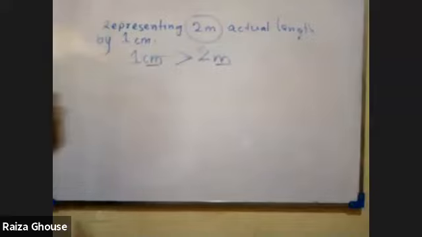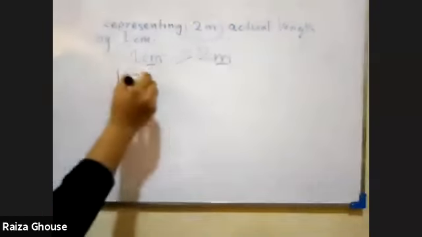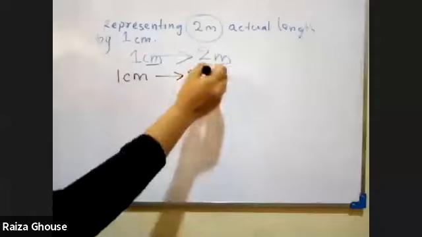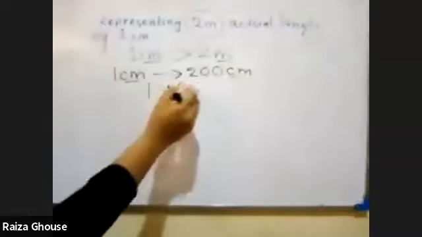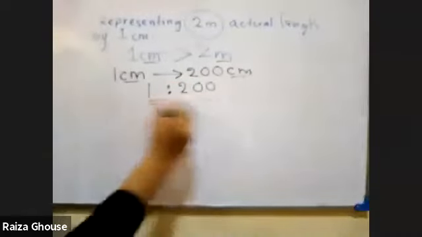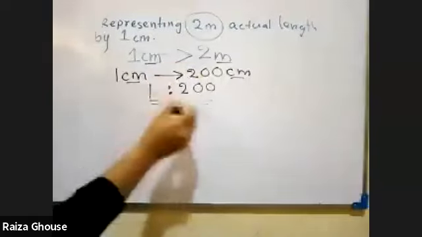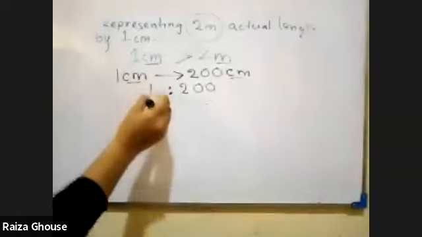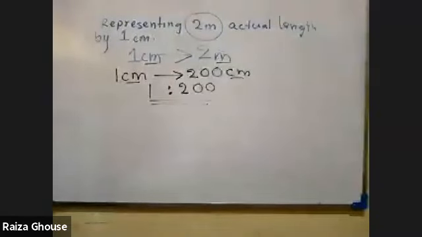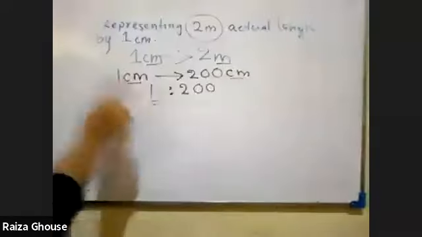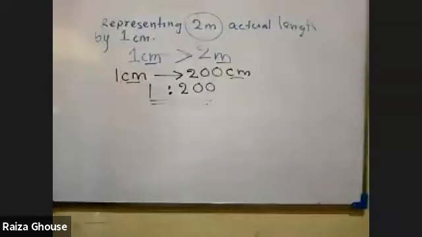Very good. Twiska has sent me. 1 centimeter to 200 centimeter. So here can you see now, centimeter and centimeter. So we can represent this as a ratio 1:200. That means a real length of 200 centimeter can be represented by a scale length of 1 centimeter. Copy down this quickly.